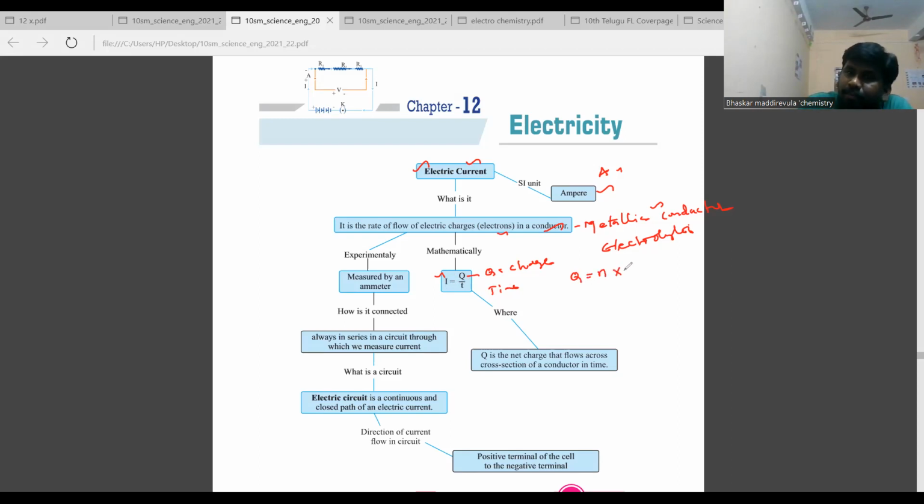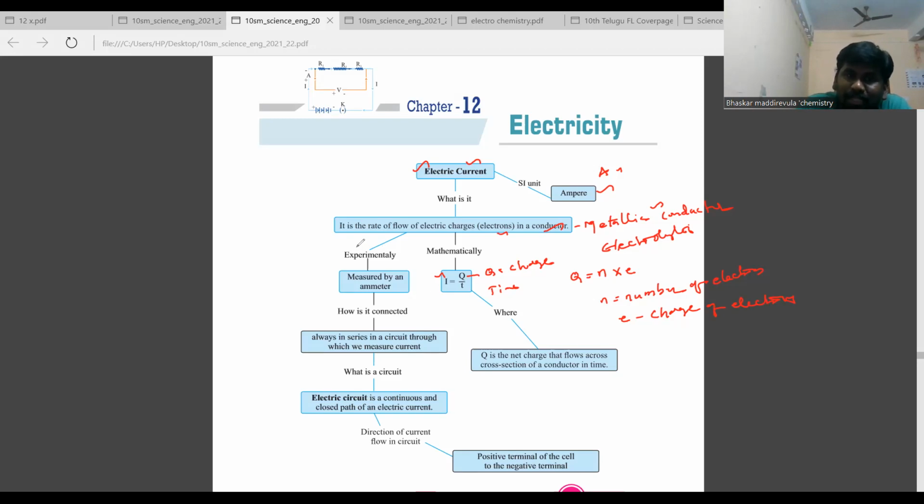n into e, where n is the number of electrons and e is the charge of an electron. We'll see this one by one later in the next step.